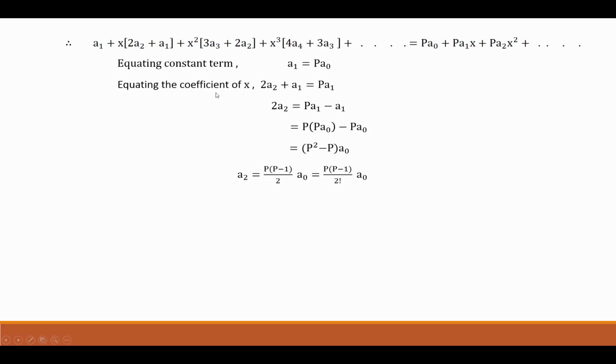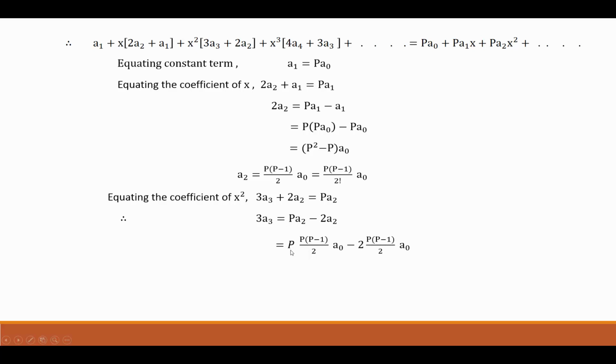So for that, equating the coefficient of x square. Now equating coefficient of x square: 3a3 plus 2a2 equal to pa2. Therefore we get 3a3 equal to pa2 minus 2a2, as this term on the right hand side becomes minus 2a2. Now put the value of a2, which is p into p minus 1 upon 2 into a0, minus 2 into again a2, which is p into p minus 1 upon 2 into a0.